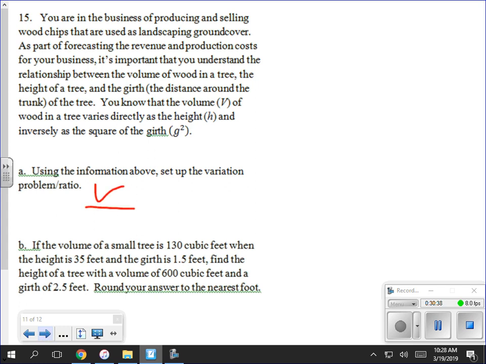Volume varies directly as the height, right? Then an H. V over H times G squared. Inversely is one, directly is one, inversely is the other. So V divided by H and times G squared. That's your relationship.